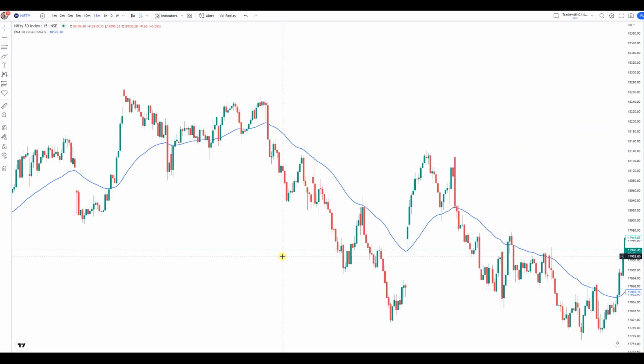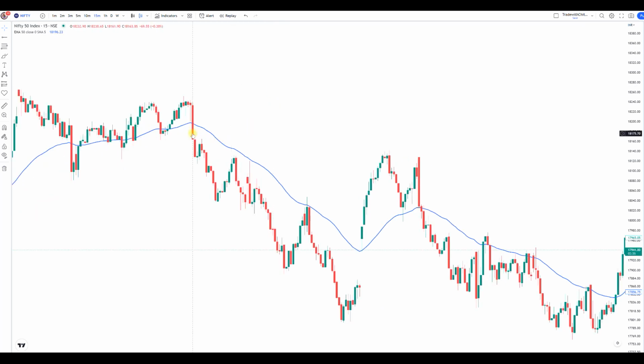Now we can see how to enter the PE trade. Till now I have explained how to enter the CE trade. So here you can see this red candle is below the 50 EMA. So here is the place where you have to enter the short trade. Okay. So after this you can see that price is falling down, right?